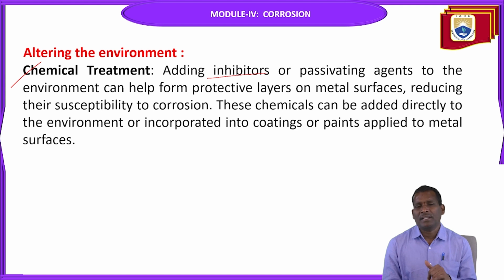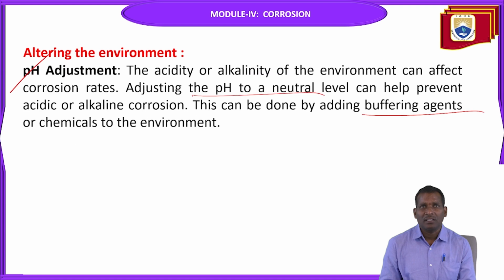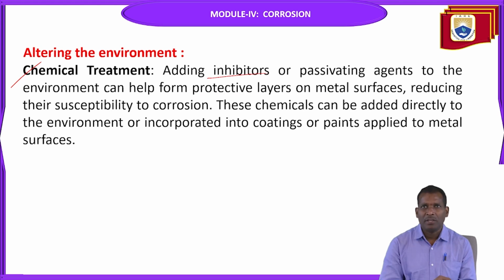Chemicals can be added directly to the environment. Similarly, as in the previous pH adjustment, you can add some chemicals directly to the environment. Here also, in the same process, some chemicals are incorporated into the coatings or paints. You can add some chemicals to the paints, and then apply them to the metal surfaces. By doing this type of treatment, you can reduce the corrosion. This comes under chemical treatment.